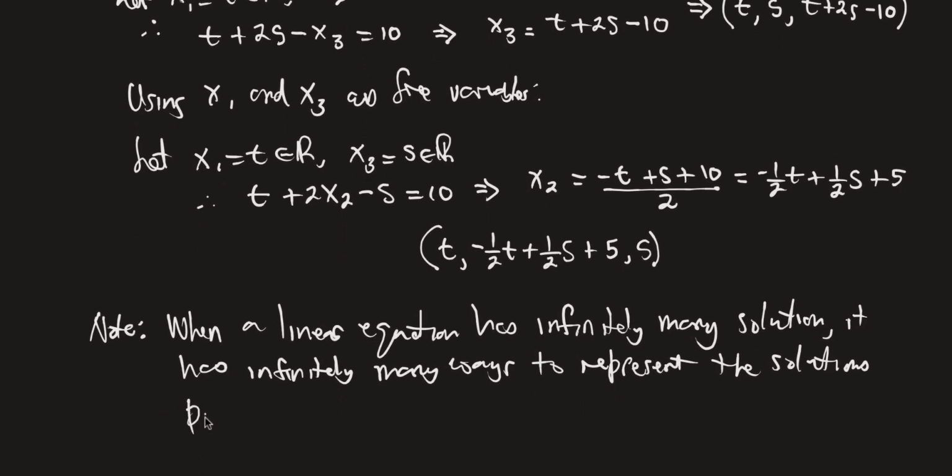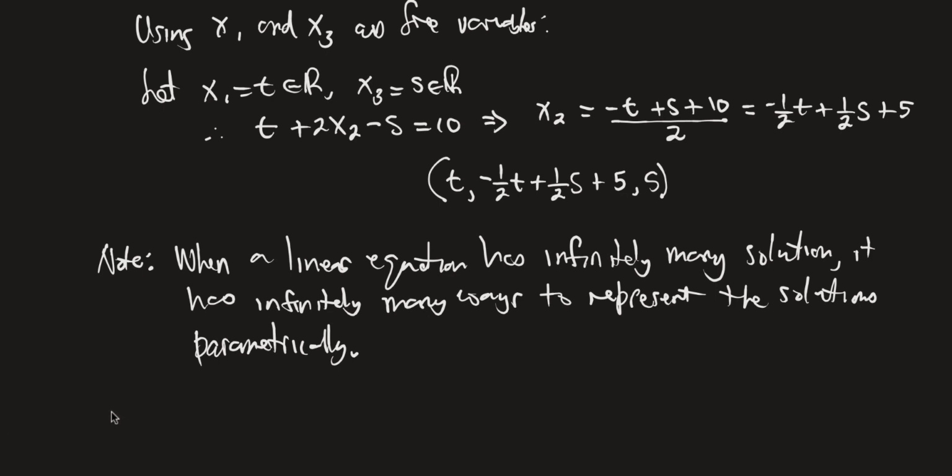So what that means is every linear equation that has infinitely many solutions has infinitely many ways that you can pick your t and s, and it's not just t and s, there are other ways you can do it. So there are just many ways that you can describe the solution set.